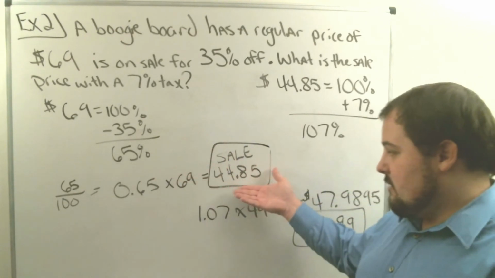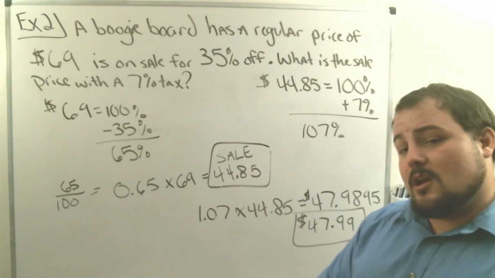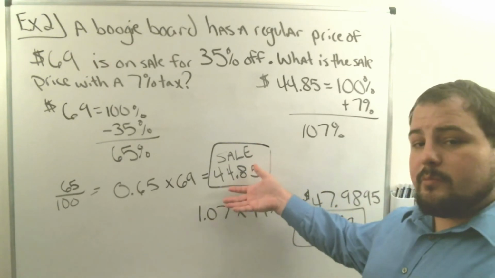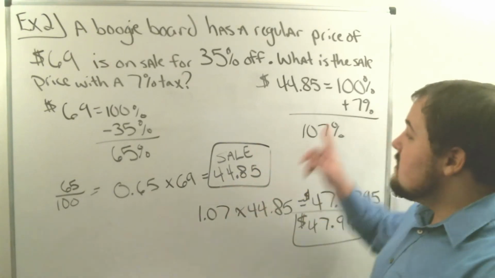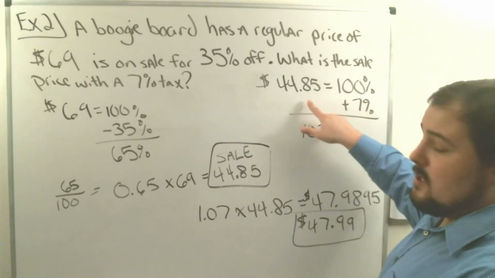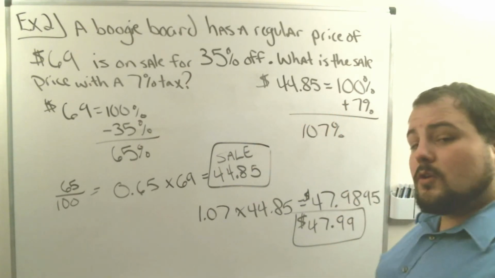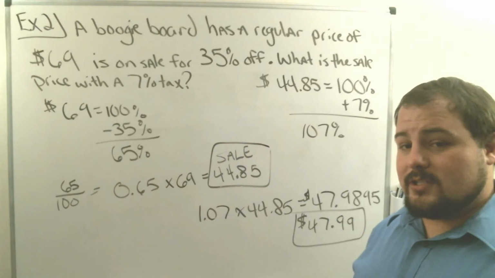We found the discounted price. This is our discounted price, or its sale price. Once we have the sale price, we still have to pay the tax. So we still add the tax to our sales price, and we get the new total down there. That's what we pay at the register.